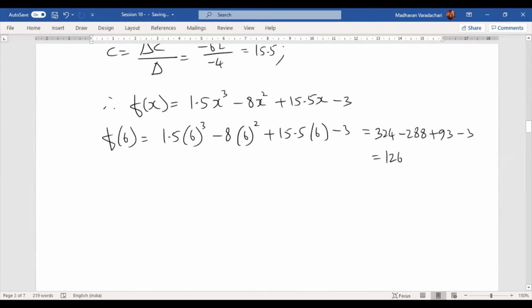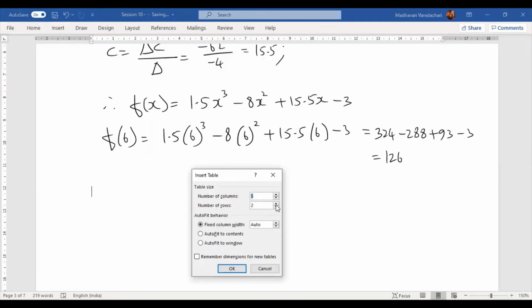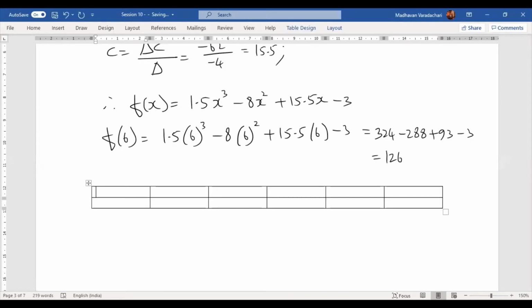If I want to plot it as a table now, let me do it. Let me just draw a table and see. Having 2 rows and let me put some 6 columns. Let me say the first column is x and this is f of x. They give x values as 0, then 1, then 2, then 3. They are asking us to forecast it for 6. That is what we did.